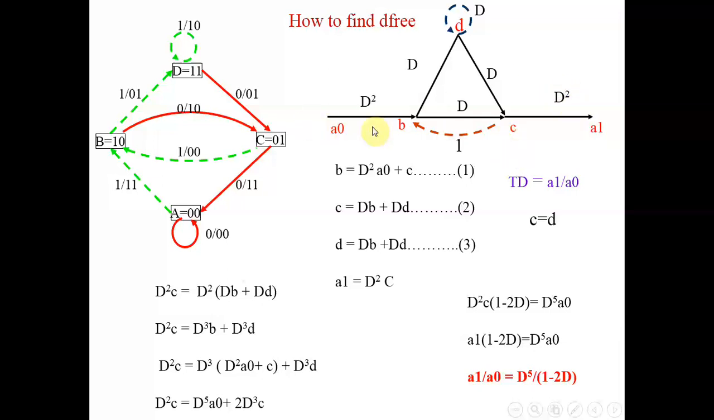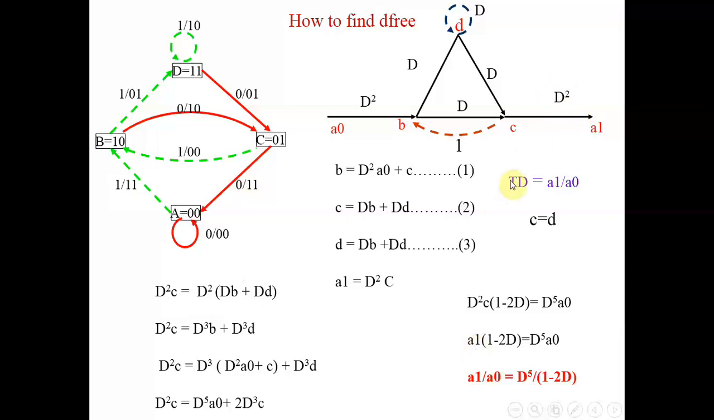So once again I repeat, I start with A to B. When I go from A to B, 2 ones, which is D square. When I go from B to C, again in 1 0 there is only a single 1, so D. From B to D, my output is 0 1, again D. When I remain in D, my output is 1 0, again D, because there is again only a single 1 present. When I go from D to C, again I get a single 1, which is D. And when I go from C to A, I have D square.